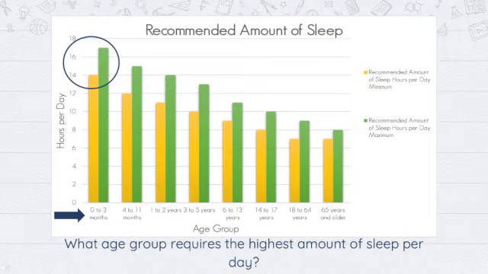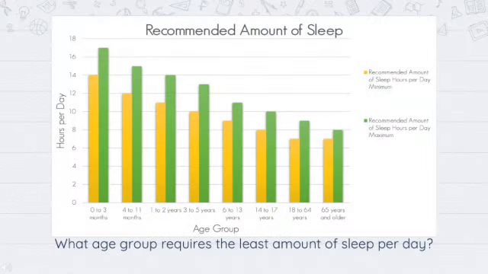If you have noticed, the column that has the highest amount of sleep per day is encircled. And the green column reaches through 17 hours per day. And if you look at it towards the bottom, this column belongs to the 0 to 3 months age group, which is also pointed by the arrow. Therefore, the age group that requires the highest amount of sleep per day is 0 to 3 months.